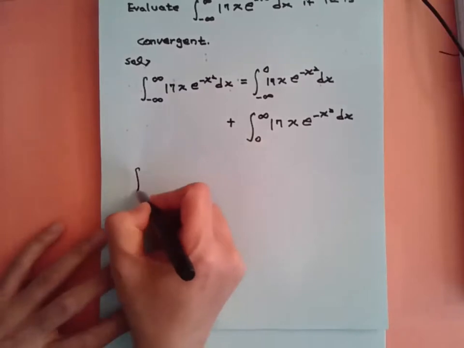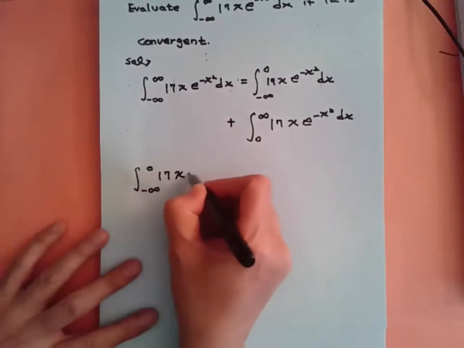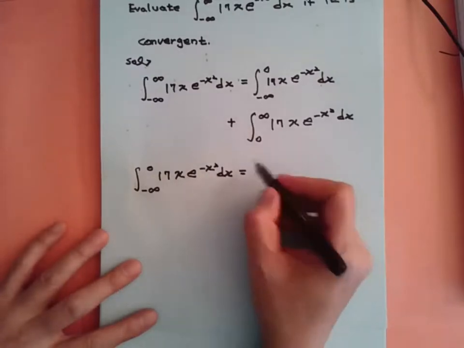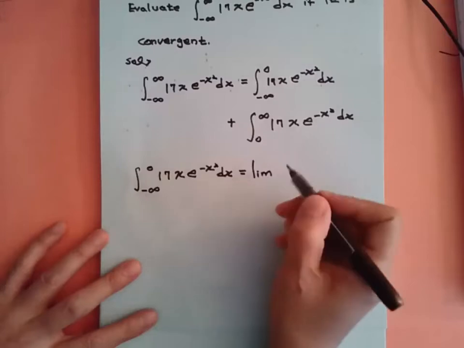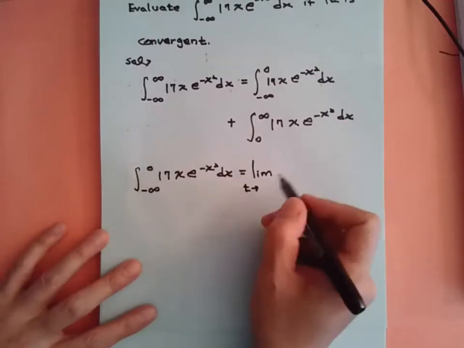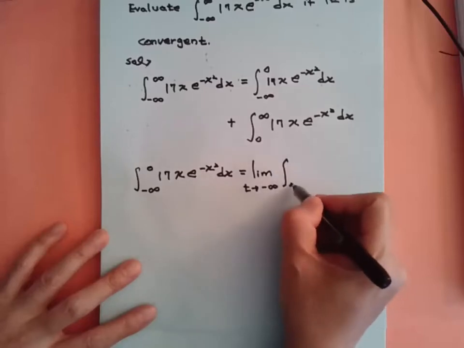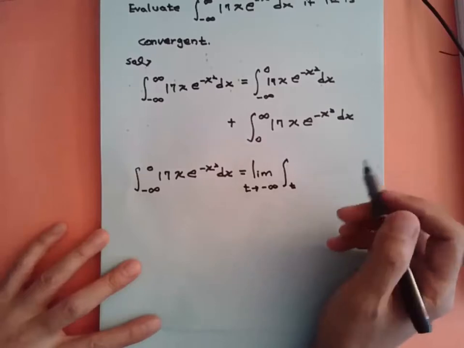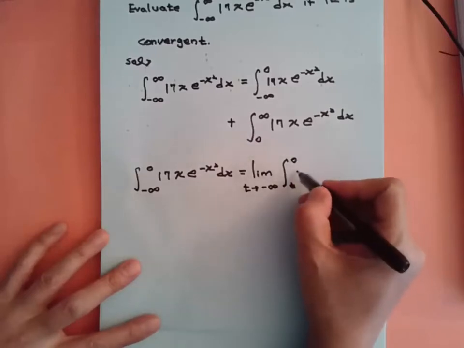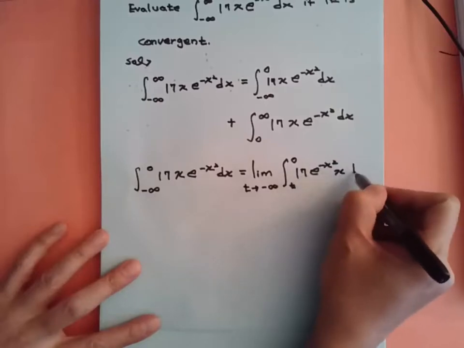So the integral from minus infinity to 0 of 17x e to the minus x squared dx. By the definition of an improper integral in this circumstance, we let t go to negative infinity, and we put the indefinite number t as the lower bound and 0 as the upper bound. So 17 e to the minus x squared x dx.